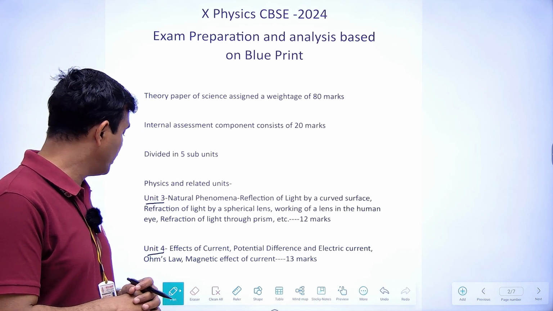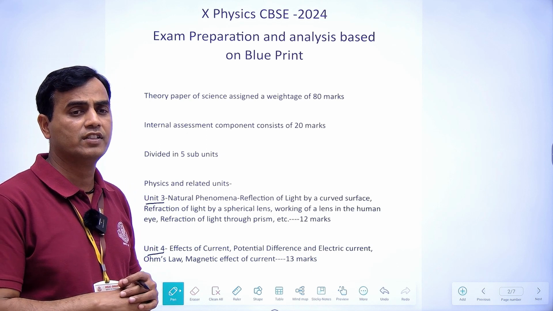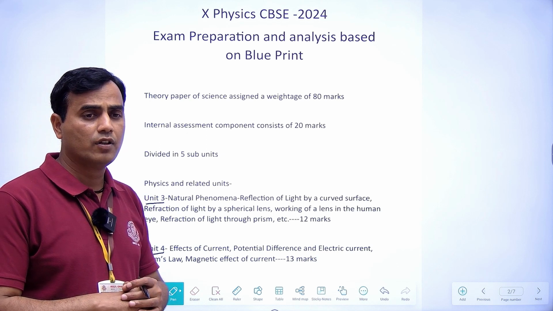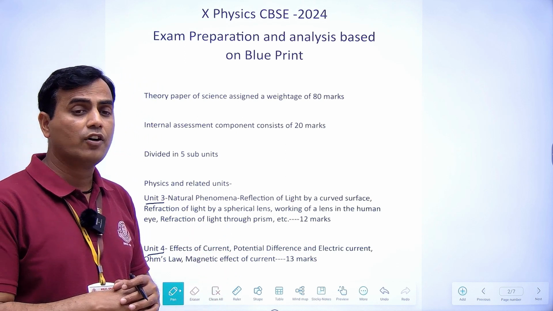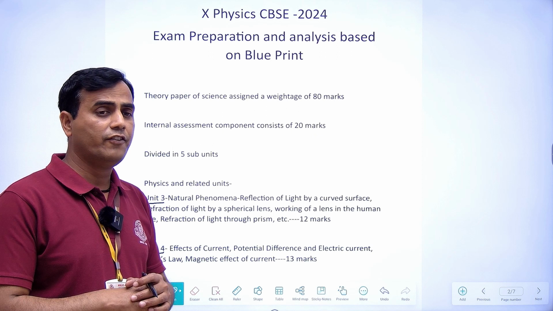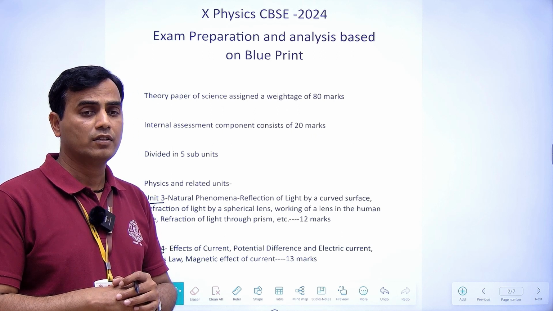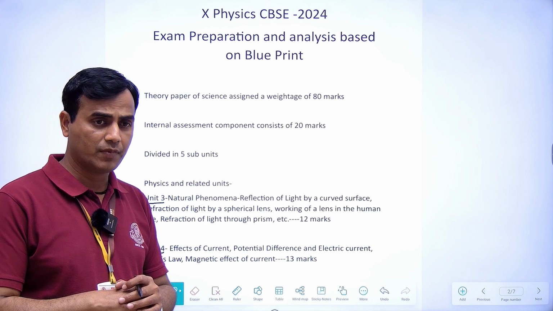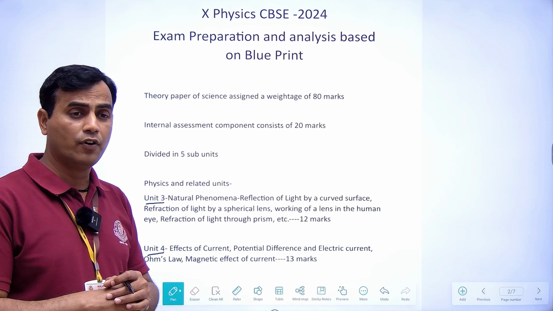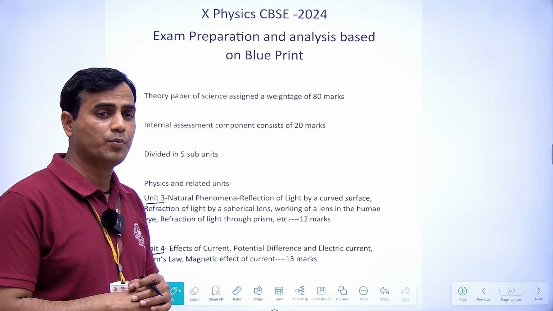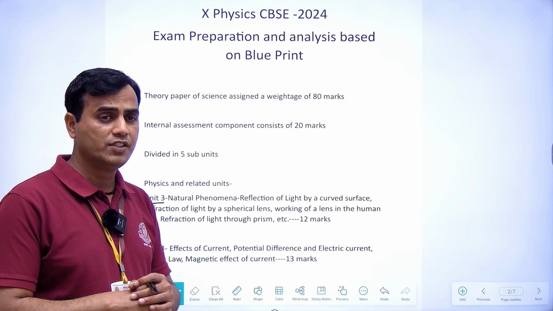After that, unit 4 covers the effects of current: potential difference and electric current, Ohm's law, and magnetic effect of current. These topics are of 13 marks. So the physics portion is completely 25 marks, which includes unit 3 and unit 4 of the overall science portion, 5 subunits and all the chapters.